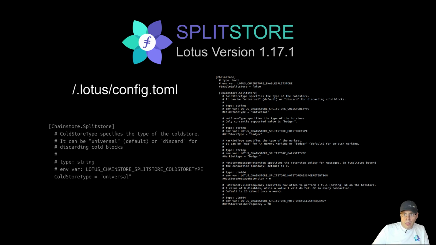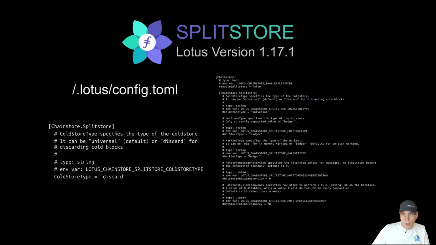The next setting we need to change is ColdStoreType, and for this you have two options. The default setting is Universal. This will split the data store into a hot and cold store as discussed earlier, but by default all out of scope items within the cold store will be retained for future reference. And of course these are now cold store items, so they can be stored on slower, less expensive storage media. There are also options to periodically prune the cold store, which I'll discuss in just a moment. Setting discard will cause any out of scope chain data to be immediately deleted.